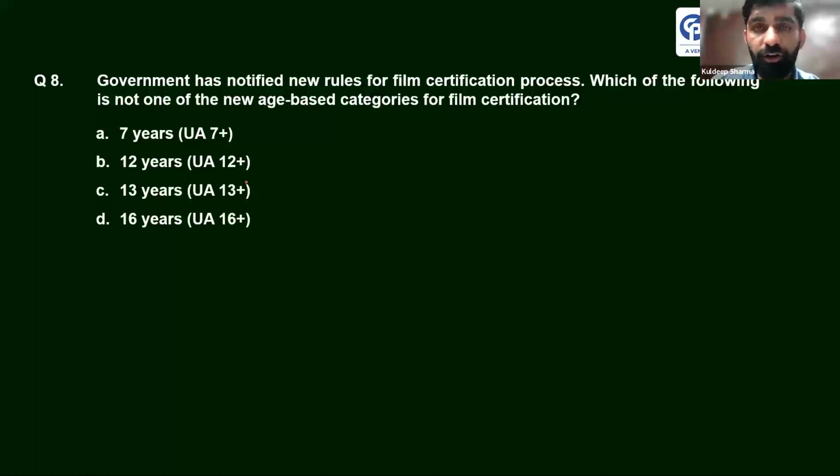So government has notified new rules for film certification process. So you must have seen that whenever a movie or a TV show, but most probably a movie, starts, you will see that there is always a film certificate in the beginning of the movie, and some letter is written there, U, UA, etc. So it is basically done by the Central Board of Film Certification, which is the regulating authority for it. And the main purpose of giving this certification is to make the audience understand that this movie is fit for which class of persons only.